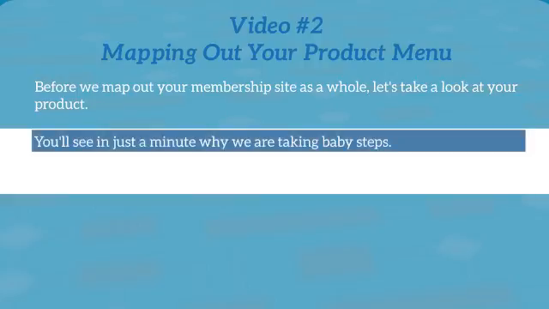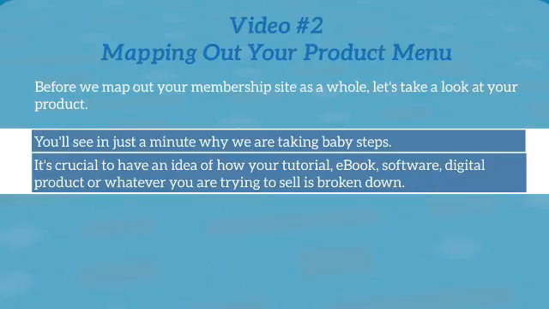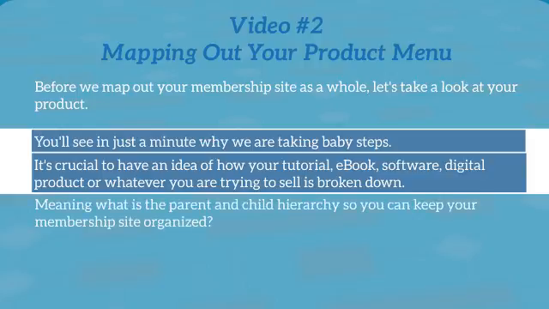And you'll see in just a minute why we are taking baby steps and looking at what the people see first before we take a look at the membership site funnel. This is why. It's crucial to have an idea of how your tutorial, your video course, your ebook, your software, your digital product, or whatever you're trying to sell is actually broken down into different modules. In other words, you're trying to create a parent-child hierarchy so that you can keep your membership site organized.